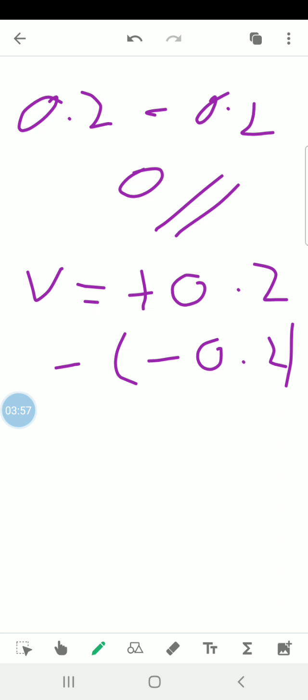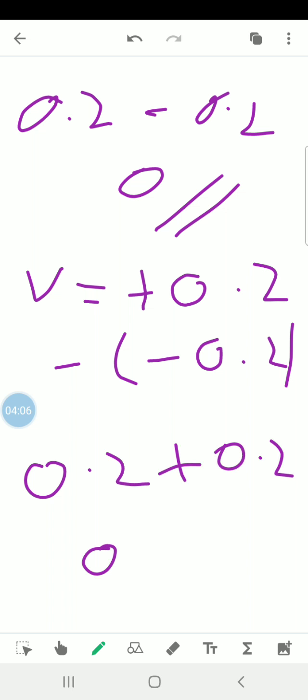Then this minus and minus gets positive. 0.2 plus 0.2, it would be 0.4 is the difference in velocity, because the directions are applied here.